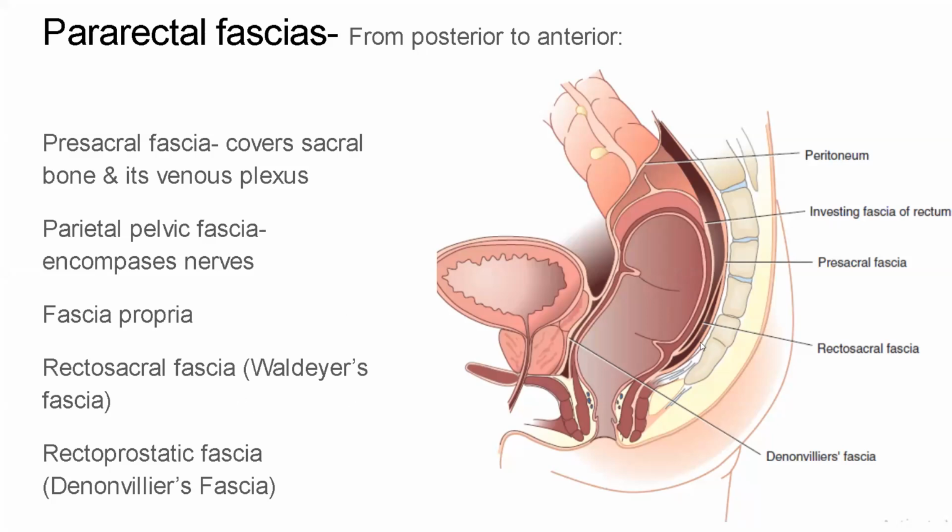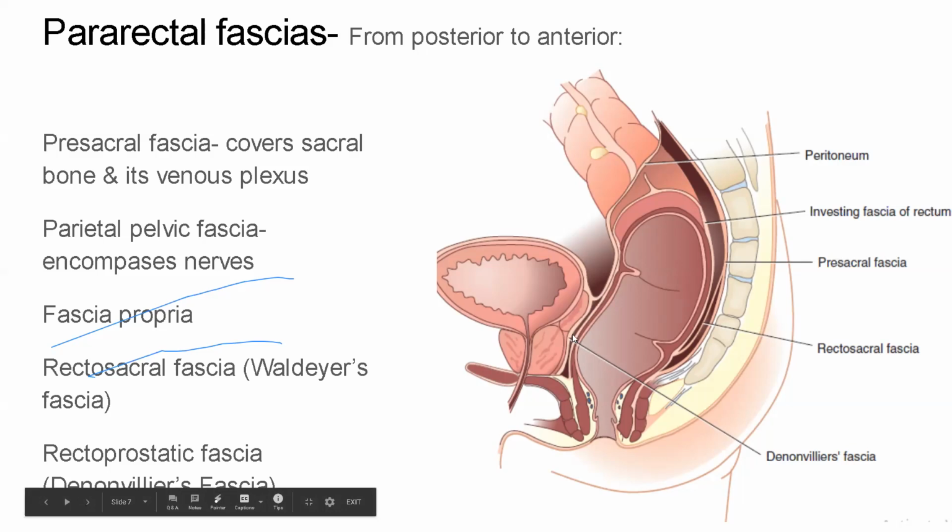Now, next is the Denonvilliers' fascia or the rectoprostatic fascia, which is seen anteriorly. Now, this is less developed in females. Some literature says that the Denonvilliers' fascia is actually acting like a trapezoid bib which falls from the anterior aspect of the rectum. And some literature also says that this Denonvilliers' fascia is actually a double layered extension of the pelvic peritoneal reflection.